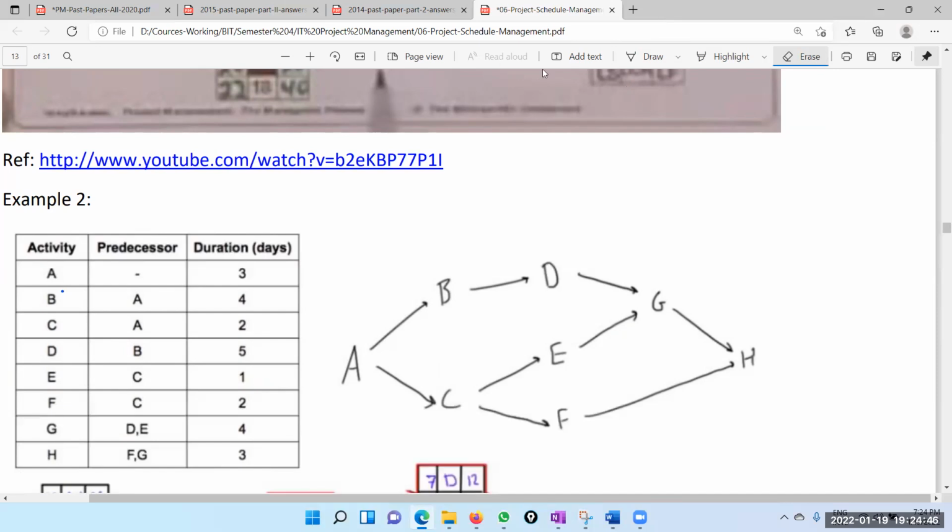Remember, this is our format. Use this format. Earliest start, earliest finish, late start, late finish, and this is your slack, right? And you can give your duration here and label here. Label, duration, earliest start, earliest finish, late start, late finish. Do the forward pass, do the backward pass, identify the critical activities and the critical path. Okay, do it quickly.